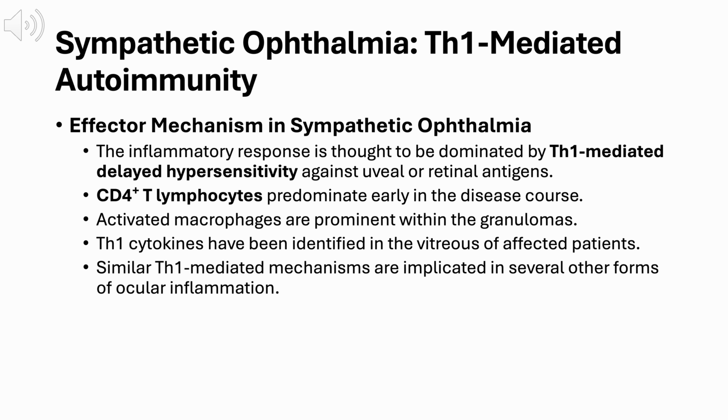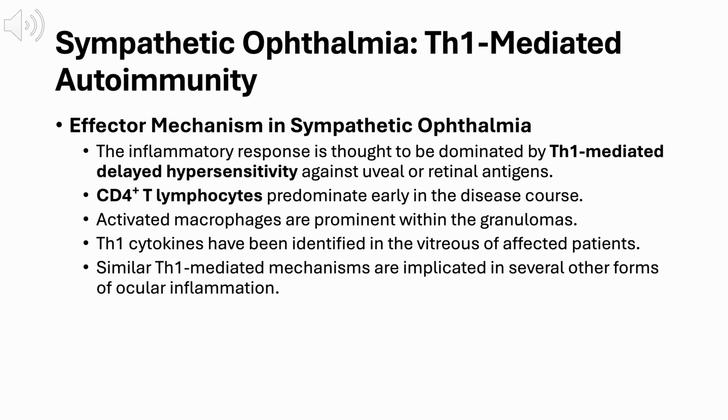So, which effector mechanism actually drives the inflammation in sympathetic ophthalmia? The response is thought to be dominated by Th1-mediated delayed hypersensitivity directed against uveal or retinal antigens, exactly the Th1-DH pattern we built up 2 slides ago, now aimed at the patient's own eye. The evidence fits that picture on several fronts.